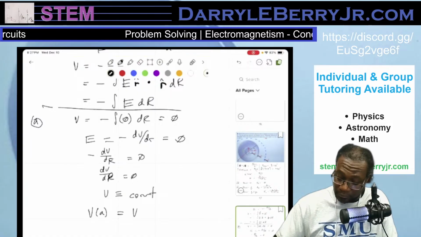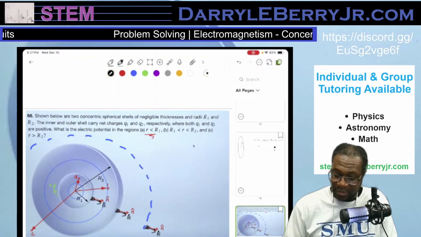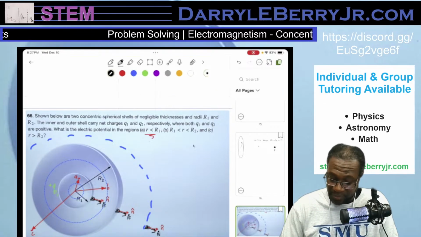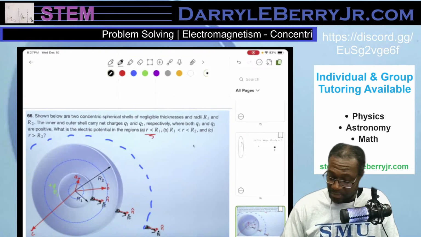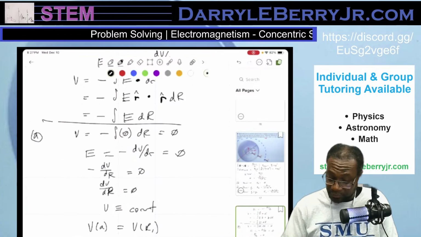VR1. So whatever the potential is at R1, since that's the last place that we have a charge, that potential will remain the same all the way into the center of the central concentric sphere.